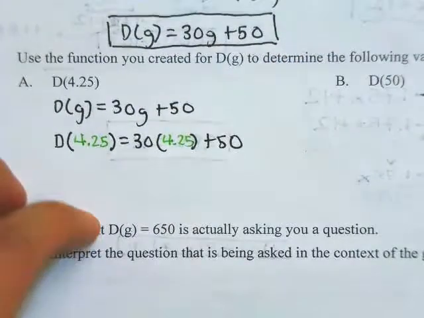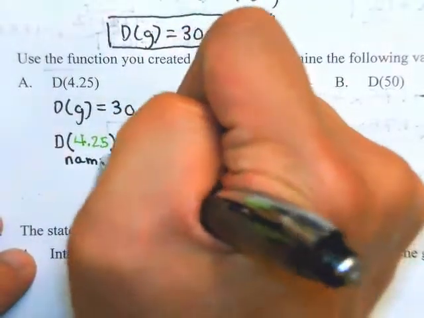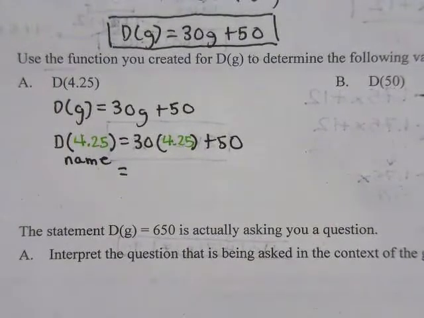And we've done function evaluations before, where here's the function, here's the equation, and then we're asking you, please find D of something, or F of something. So we're going to plug in 4.25 for every G that we see. As a small reminder, D of 4.25 is a name. So we're going to leave the left side, but we're going to do PEMDAS on the right.